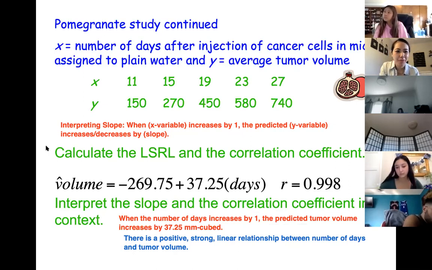Okay, let's go on to our y-intercept if there's no questions. Okay.